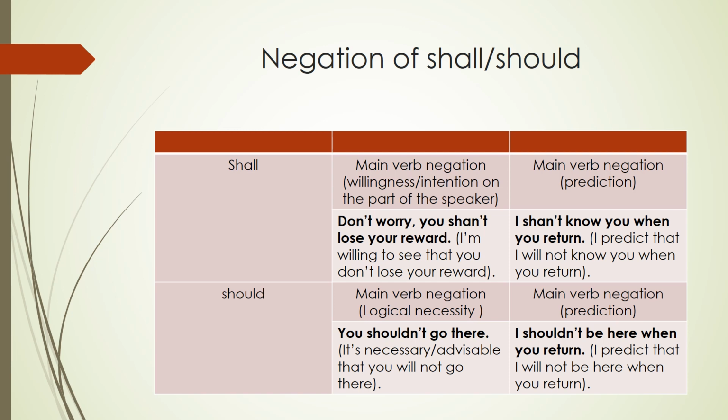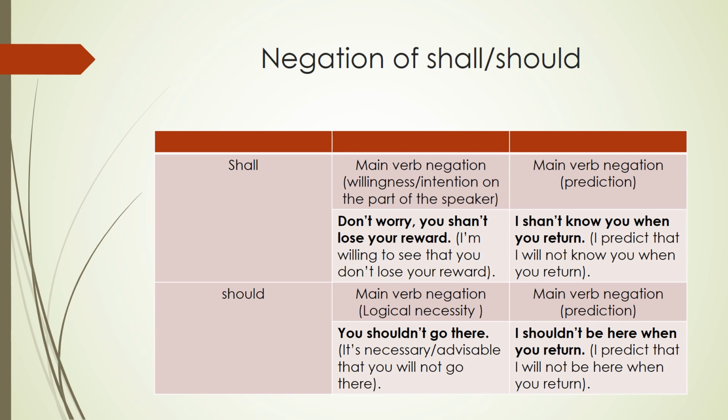Okay, so here I am having what? I am having main verb negation, which means that shall here is going to be outside the scope of negation, and the scope of negation starts from not to the end of the sentence. I am negating the verb. So the meaning of the sentence is I am willing or I intend that you don't lose your reward. Is it clear? So here we are negating the verb and not the auxiliary.